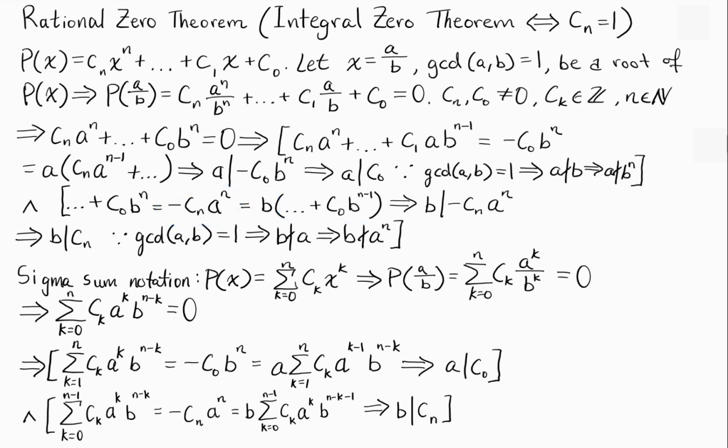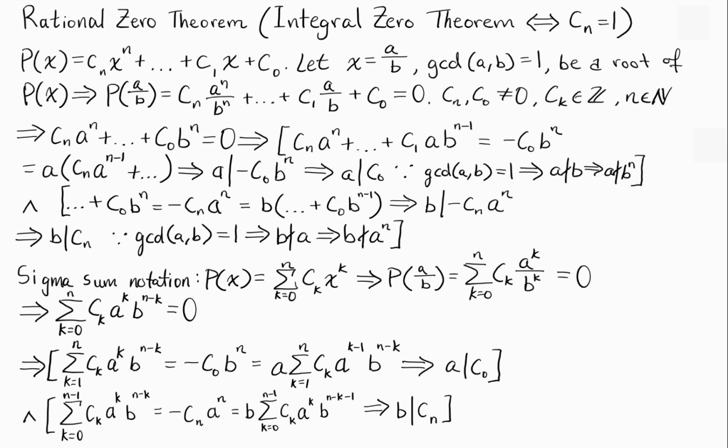So this means that b divides negative cn a to the n, which means that b has to divide cn. Since GCD of a comma b is equal to 1, this means that b does not divide a. This means that b does not divide a to the n. So b has to divide cn. That's pretty cool.